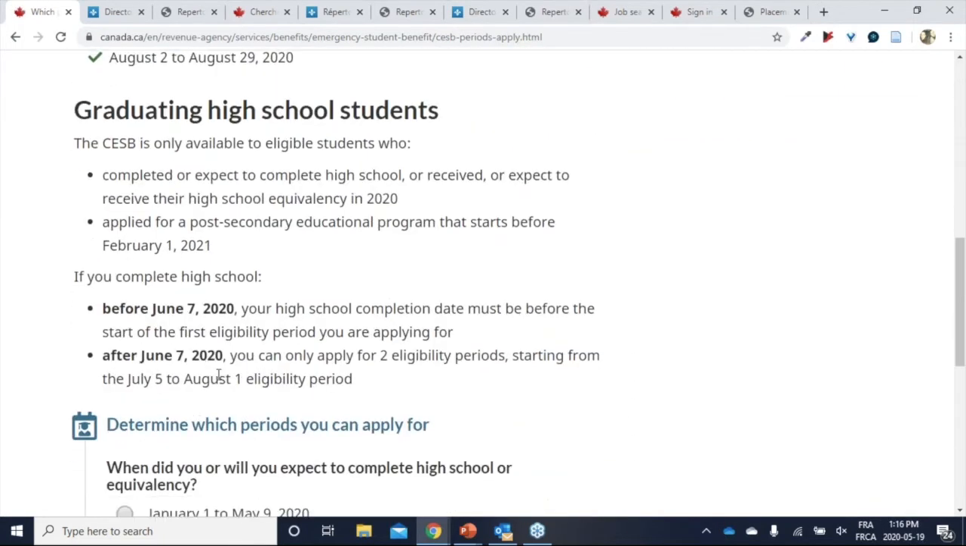So for graduating high school students, most high school students in Quebec will complete their high school at the end of June. So this means that they will only be eligible for 2 eligibility periods, because you can only apply for this benefit once you have graduated.